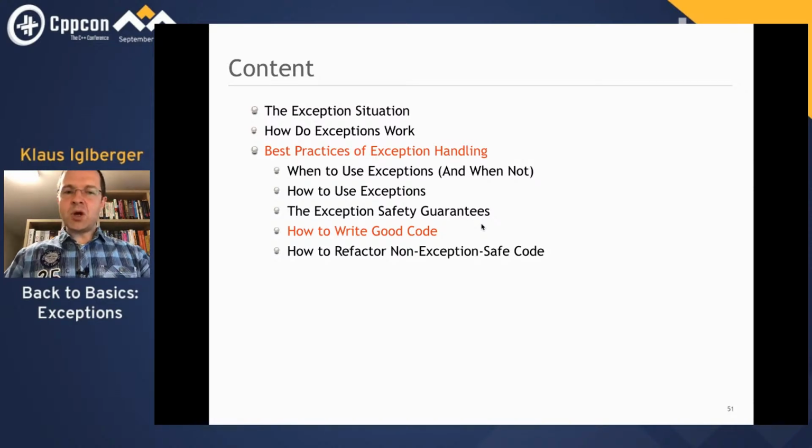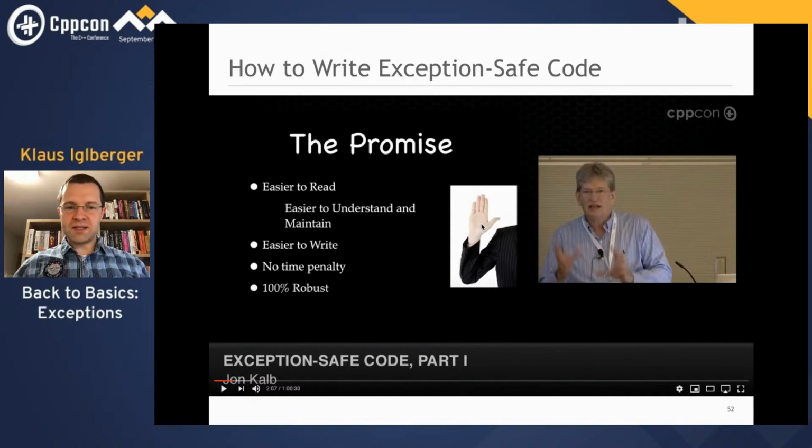So to some extent, I'm now building on a talk from Jon Kalb from CppCon 2014, I believe it was. The talk was also called Exception-Safe Code. And in this talk, he starts by making a promise. Actually, it's 3 parts, and this promise holds for all 3 parts. The promise is that if you follow the advice, the code is easier to read, which implies it is easier to understand and maintain. And I now add that it is even more correct with a much, much higher probability than if it would not be. The code becomes easier to write as well, which is of course also great. There is no additional time penalty, and it should be 100% robust. You should be able to just trust the code, look at the code, and know it is working correctly.